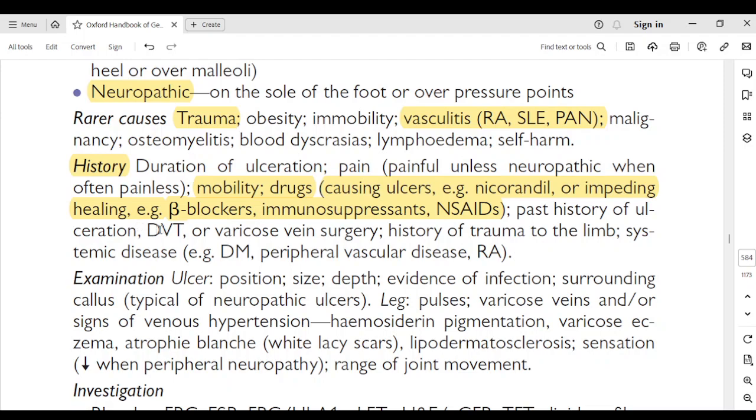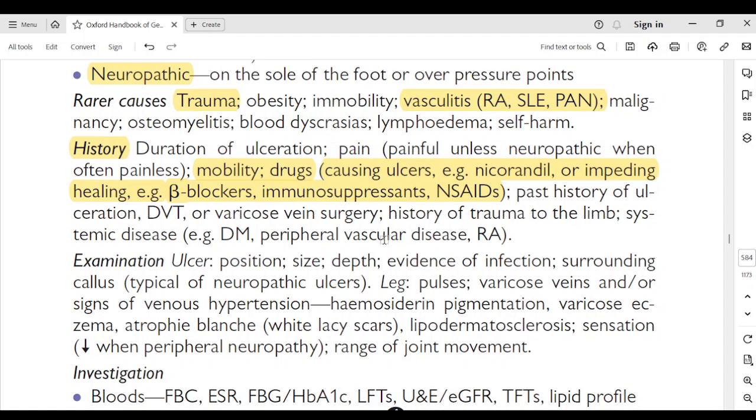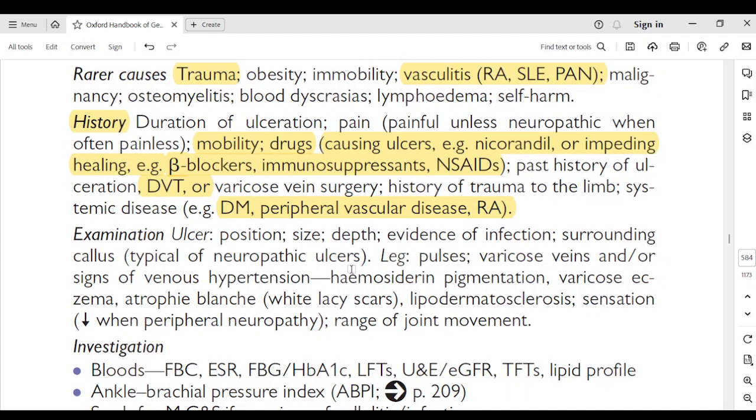Past history of ulceration, DVT or varicose vein surgery. History of trauma to the limb, systemic disease, example diabetes, peripheral vascular disease, rheumatoid arthritis. So duration of ulceration, painful or painless, mobility, any drugs they are taking that cause ulcers or impair healing, beta blockers, immunosuppressants, and NSAIDs. Any past history of ulceration, DVT, varicose vein surgery, history of trauma to the limb, systemic diseases like diabetes, peripheral vascular disease, and rheumatoid arthritis, you have to find out.